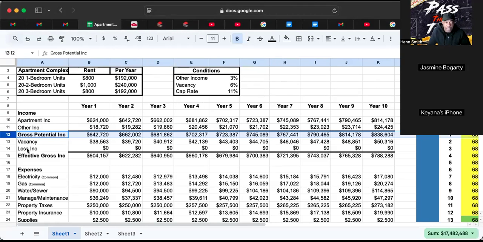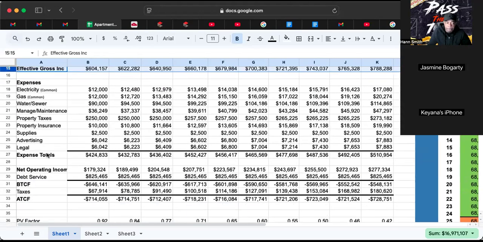Now, looking at vacancy and credit loss. Well, we got to take out vacancy and credit loss. And when we do, we get a new definition called the effective gross income. When you hear effective gross income, you should say that's gross potential income minus vacancy and credit loss. That's the definition of effective gross income. That's where we stopped at with that last problem. But then we got a bunch of other stuff that we got to account for.